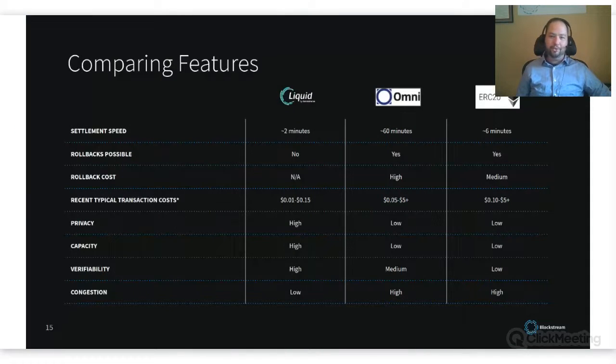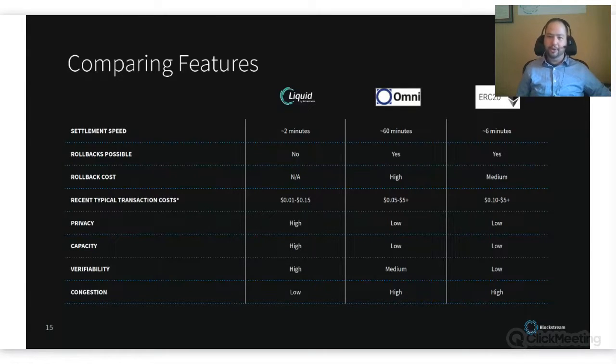All right, so I'm going to use the three biggest ones we have here, just comparing what we have. We have Liquid, we have Omni. Omni was one of the first layers to really support stablecoins. It's what Tether originated as. We can think of it as a meta protocol layer on top of Bitcoin. So Bitcoin users just see what looks like a bunch of random messages being sent on top of it. It doesn't look like a Bitcoin transfer, but they actually represent information that Omni users would understand. And then you have something like ERC20.